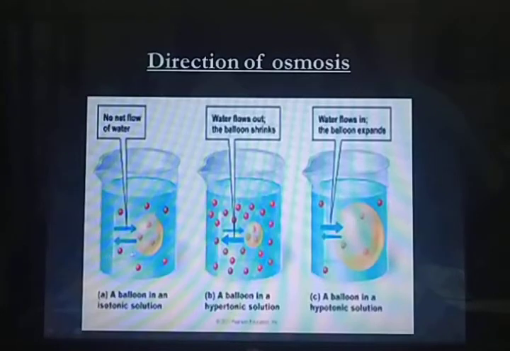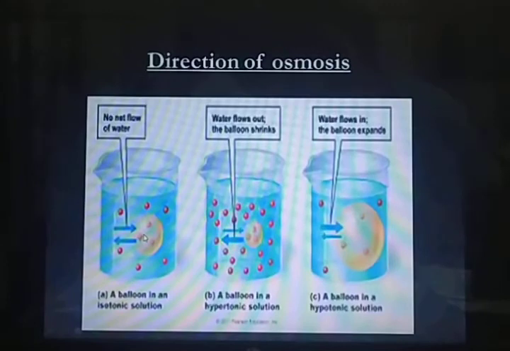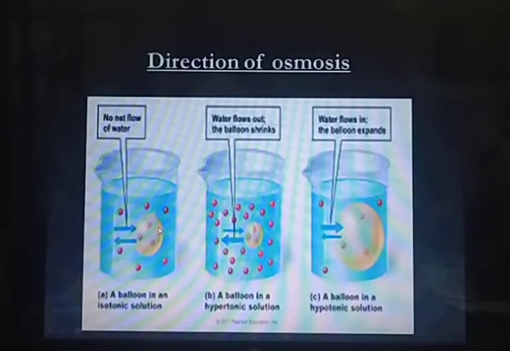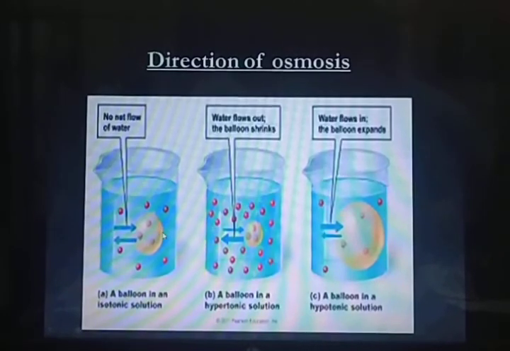Net water flow means if 10 ml of water came out of the cell, then 10 ml of water will go inside the cell. There will be equal movement if the movement is taking place. So in the isotonic solution there will be no net flow of water. Iso means same, so isotonic solution means same concentration inside and outside, and then no water flow will be there.